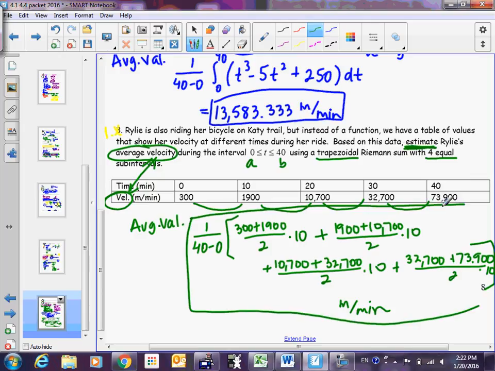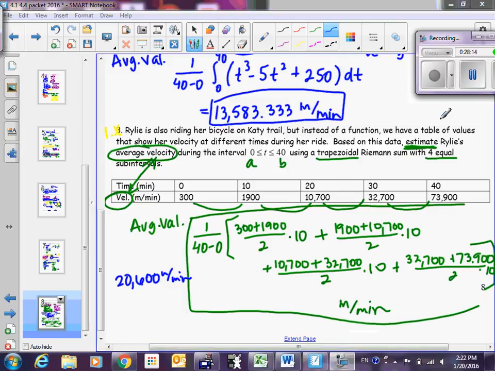If you're just dying to know what this is simplified, give me just 1 minute. I know some of you, you're not going to be able to sleep at night. I believe it is 20,600. If anybody wants to check that, that would be appreciated. All right, but you don't have to simplify it. Even when you get your calculator, you don't have to simplify it. You believe me?